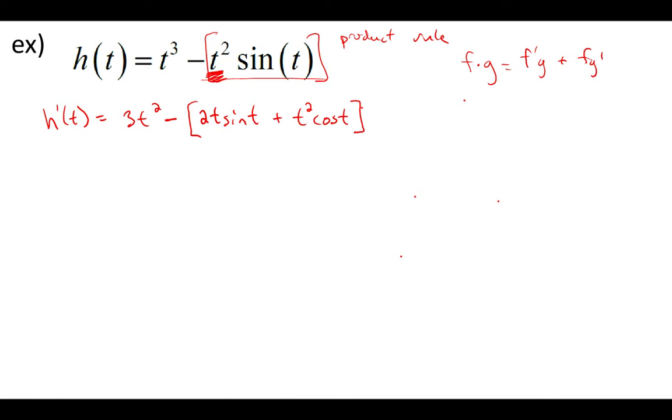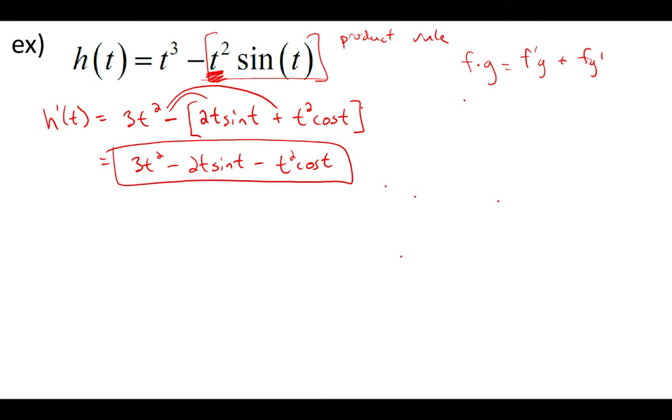And then we should really get rid of the parentheses there. So this would become 3t squared. We got to distribute this minus sign through. So minus 2t sine t minus t squared cosine t. So that is our answer.